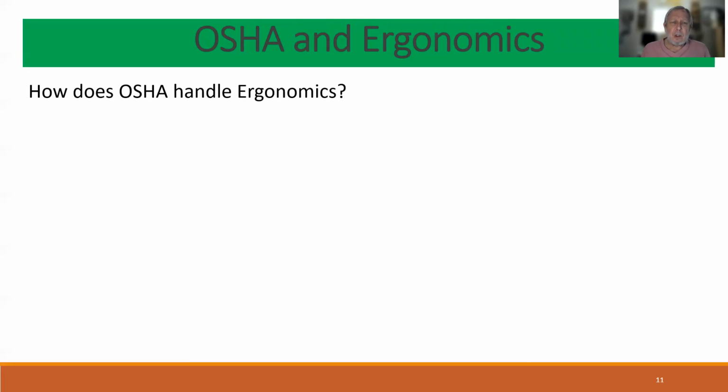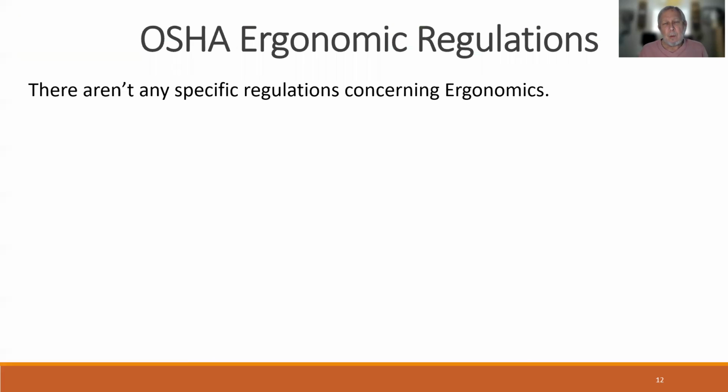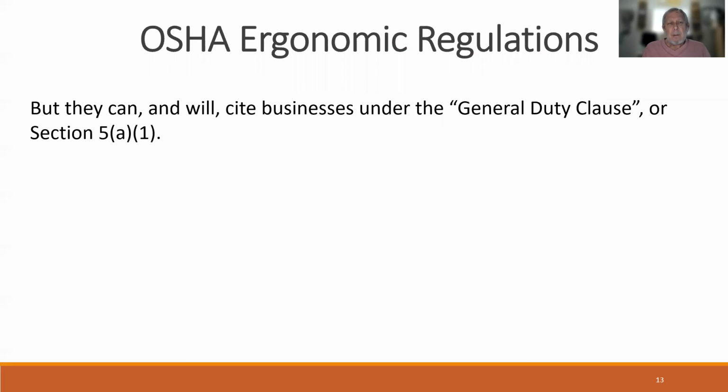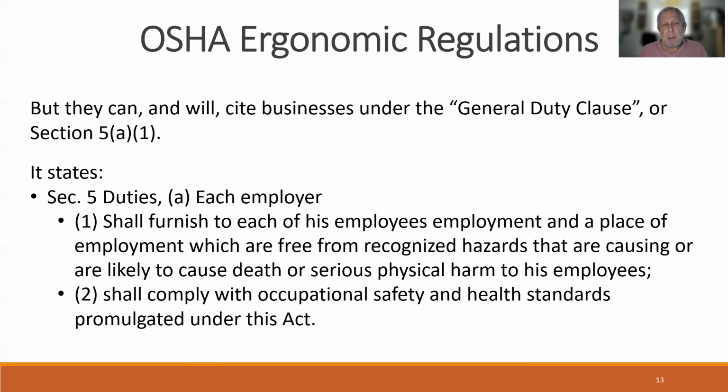So that's pretty common in government. So how does OSHA handle ergonomics? Well, they don't really. There aren't any specific regulations concerning ergonomics. They tried, and they actually published a final rule in 2000, but it didn't last long and didn't become enacted into law. But they can and will cite businesses under the General Duty Clause.